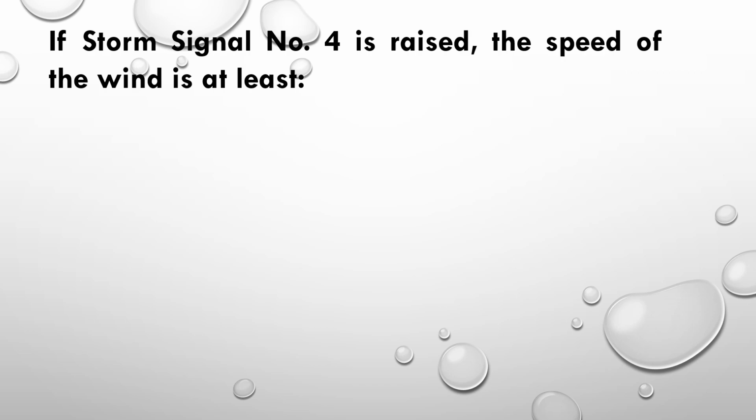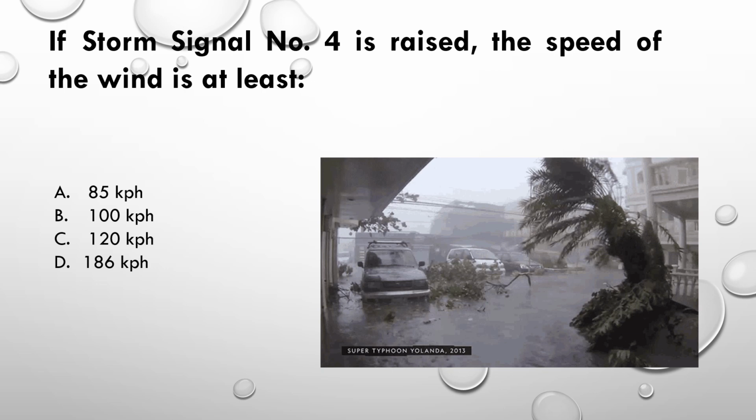If storm signal number 4 is raised, the speed of the wind is at least A. 85 km per hour. B. 100 km per hour. C. 120 km per hour. D. 186 km per hour. So the correct answer is letter D.